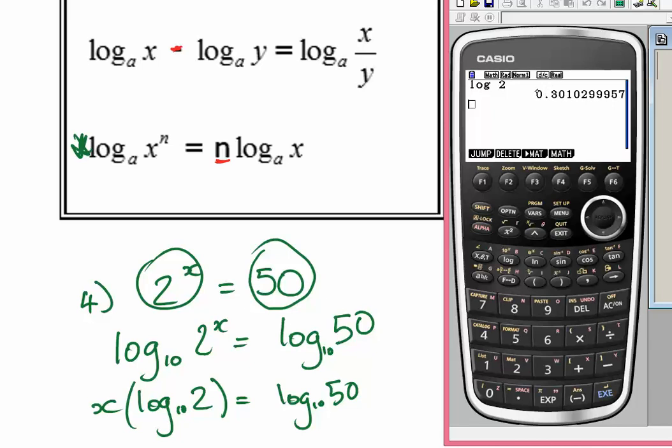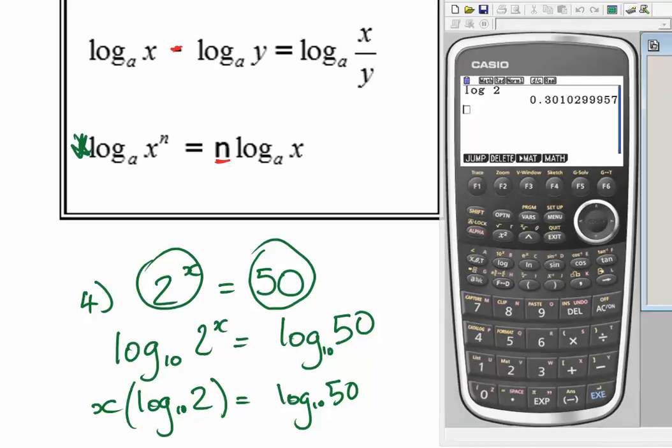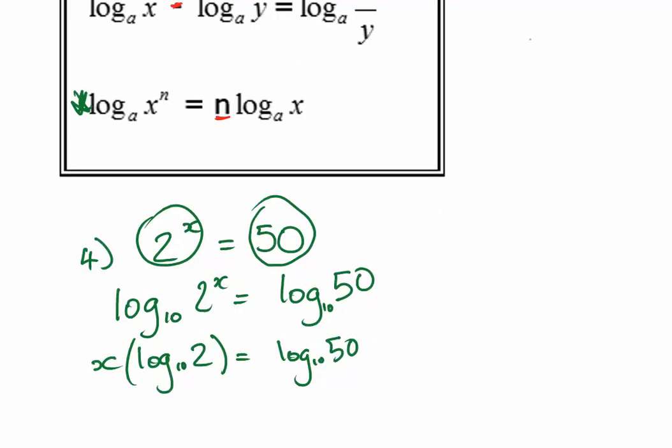So we've got this number here that when we times by x is going to give us another log. So all we're going to do is rearrange this equation so that we have x on its own. So a number times x is equal to another log, which is just another number. So what we're going to do is divide both sides of this equation by that number, log 2. Okay, so on our calculator we're going to work out log of 50 divided by log of 2.